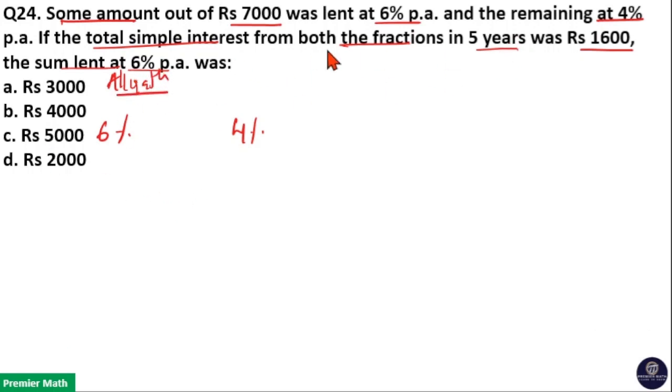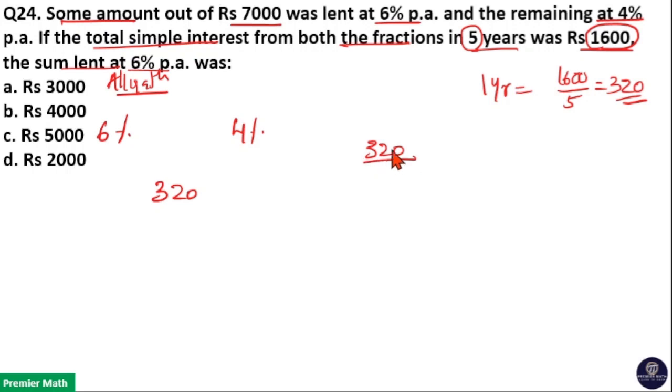Now, total simple interest received for 5 years is 1,600. Then interest for 1 year is 1,600 by 5, which is equal to 320. So 320 is the annual interest. I will write it in the middle. Now 6 and 4 are in percentage format, so I should write 320 in percentage format as well. 320 is received from this total sum 7,000. So 320 out of 7,000 in percentage is, 0 cancel, 32 by 7%. So write it in the middle.